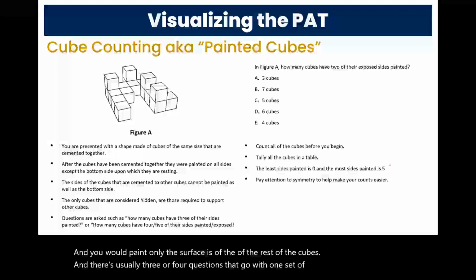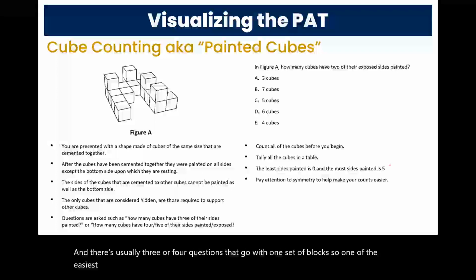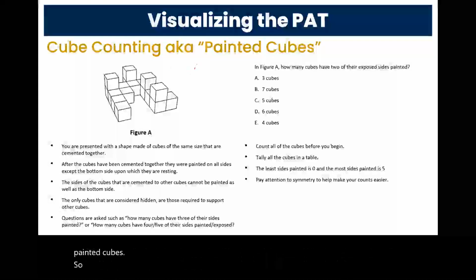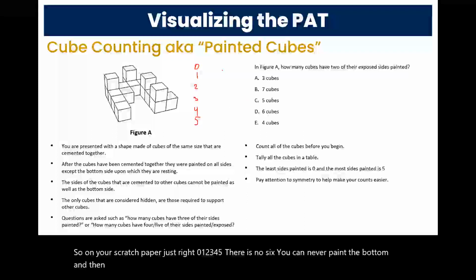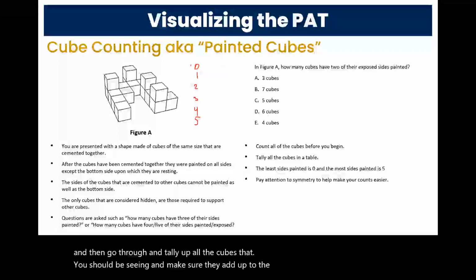So one of the easiest things you can do for these questions is create yourself a tally of the number of painted cubes. On your scratch paper, just write 0, 1, 2, 3, 4, 5. There is no 6. You can never paint the bottom. Then go through and tally up all the cubes that you should be seeing and make sure they add up to the right number. So are there any cubes here that are completely hidden and not going to be painted?